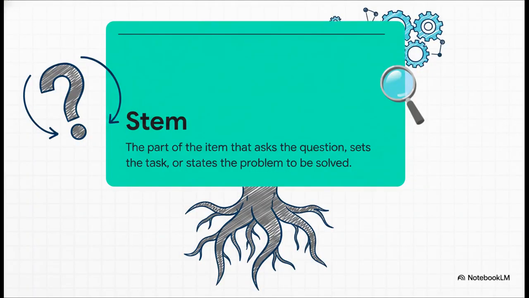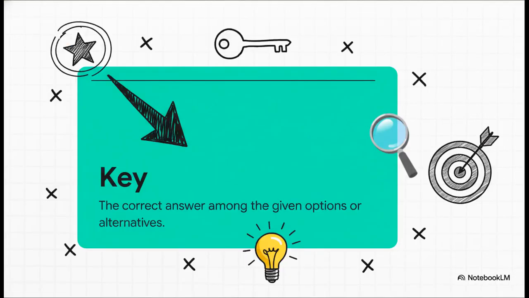First up is what's called the stem. You can think of this as the whole foundation of the question. It's the part that actually asks the question or states the problem. A good stem sets a really clear, direct task for you. Everything else is built on top of this. Next, we've got the key. Now, this one's simple. It's the right answer. In a really well-designed question, there is one and only one totally correct key. No tricks, no "which is the best answer," just the single right one.